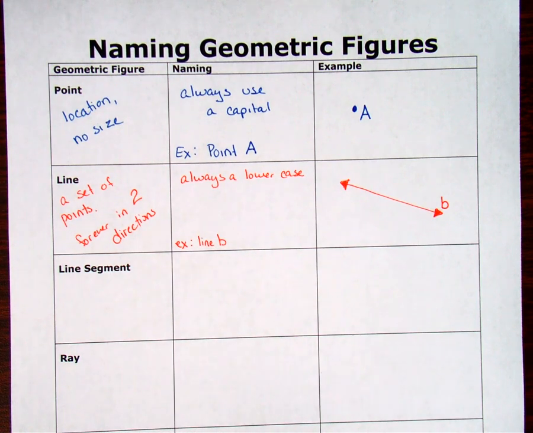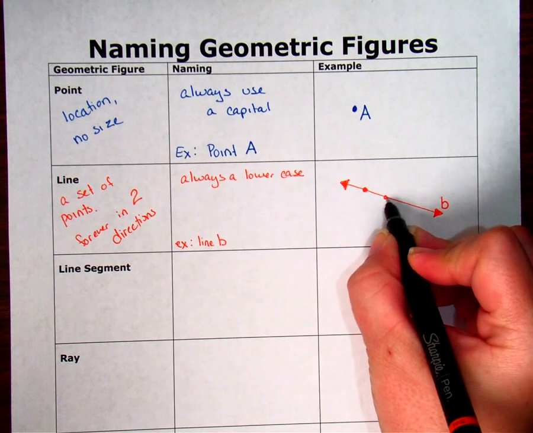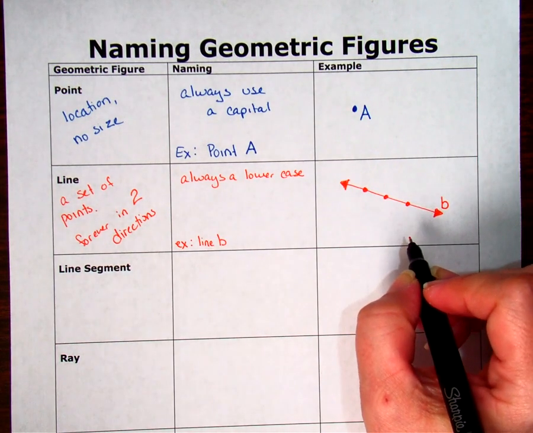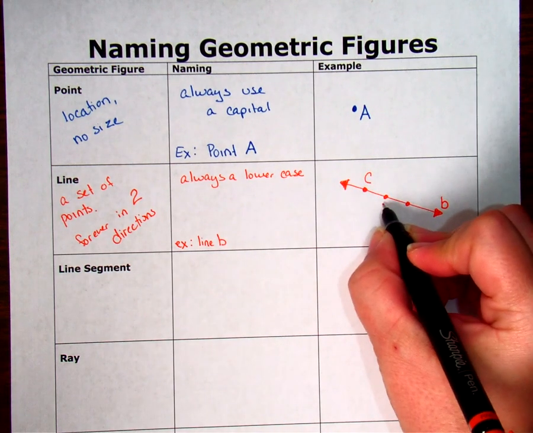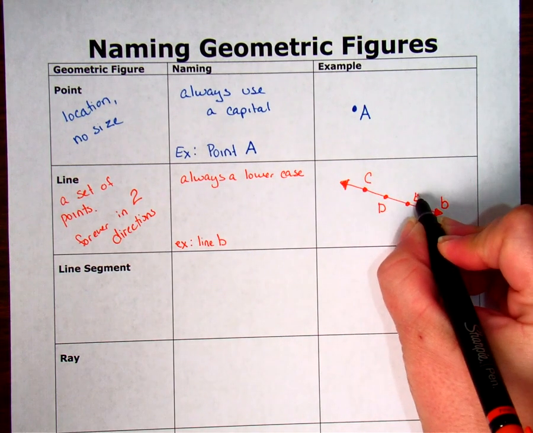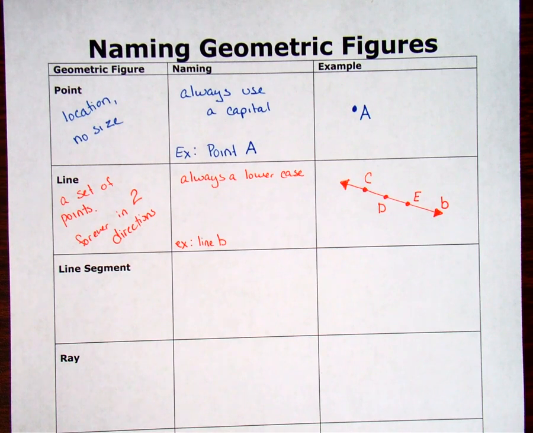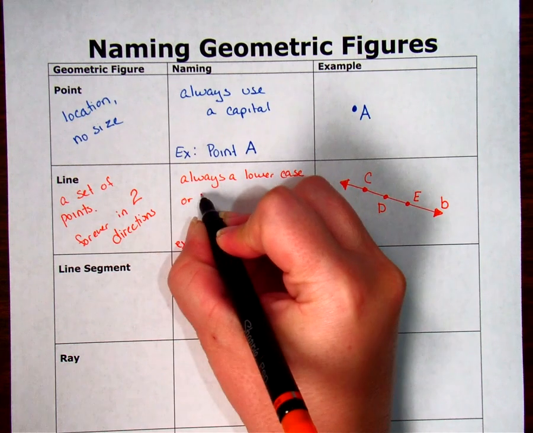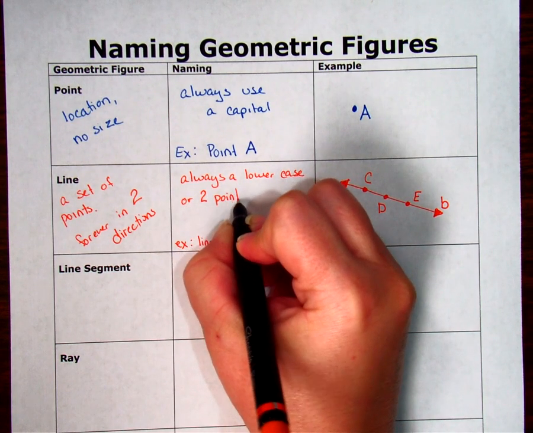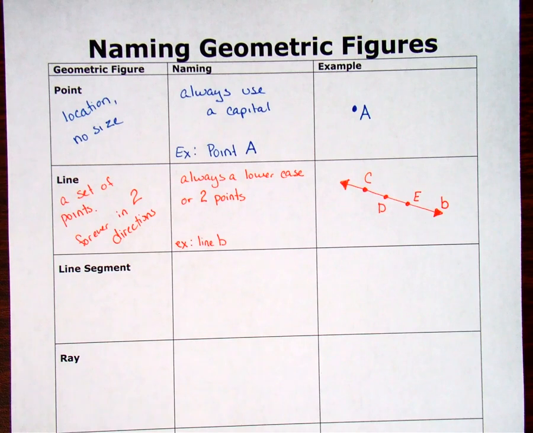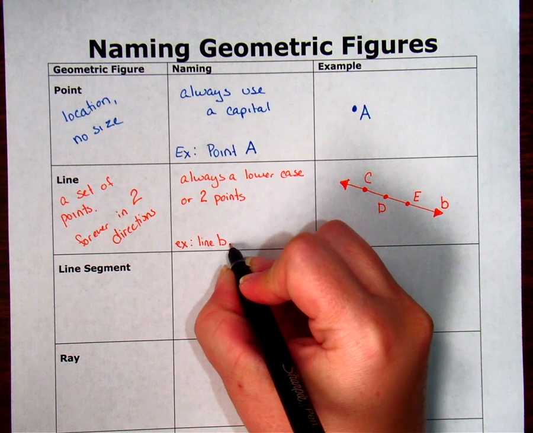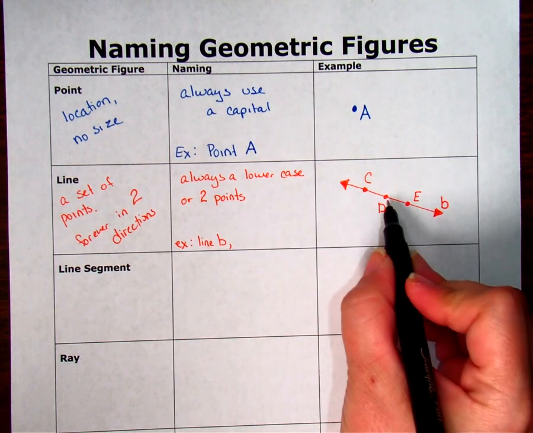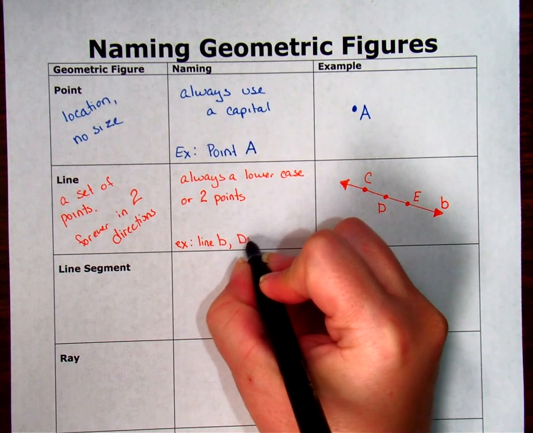Sometimes our lines don't have a label on them, but they have points that are labeled on the line. So for example, I might have point C, point D, and point E labeled on this line. If I don't have a lowercase letter and I need to label the line, I could use 2 points from the line. Any 2 points I want. It doesn't matter which two, and it doesn't even have to be in any particular order as far as the alphabet goes. So I could call this line b, or I could pick any 2 points. I could pick D and E, and I could call this line DE.